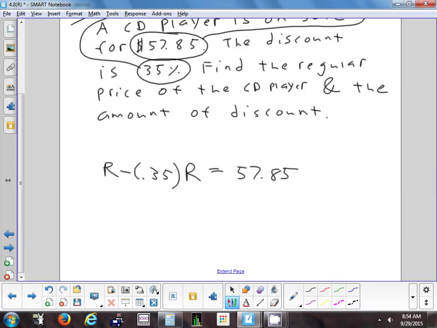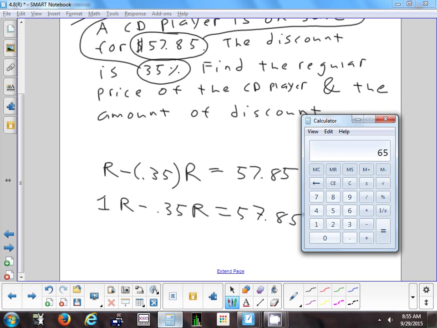Okay, you kind of recognize this left-hand side. We got two R's again. What you can do is put it just like we did last time. So that's $57.85. And what do we call these things on the left-hand side, since they're two terms with the same letter? Yeah, they're the same variable, so we call them like terms. And what can we do with like terms? We can combine them. Okay, so we got 1 take away 0.35.